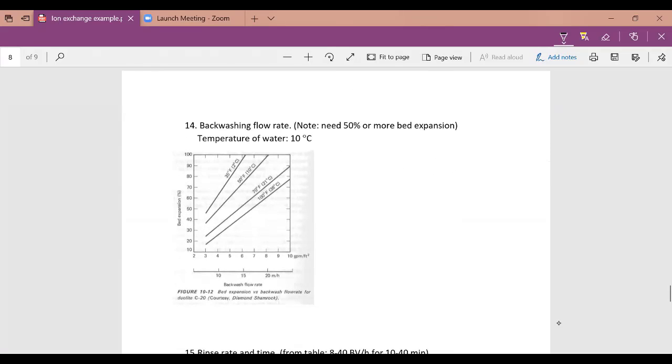The next thing we need to do is to determine the backwashing flow rate. Notice we need at least 50% expansion, and we'll use this line right here. To be on the safe side, let's pick 60%. So we read across and then down, and that will give us a backwash flow rate of about 12 meters per hour. So that gives us the backwashing flow rate.